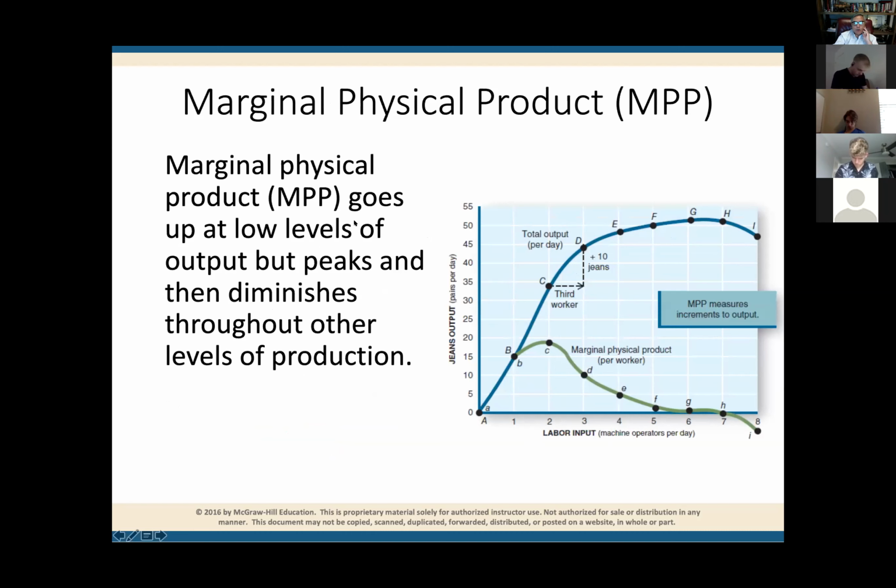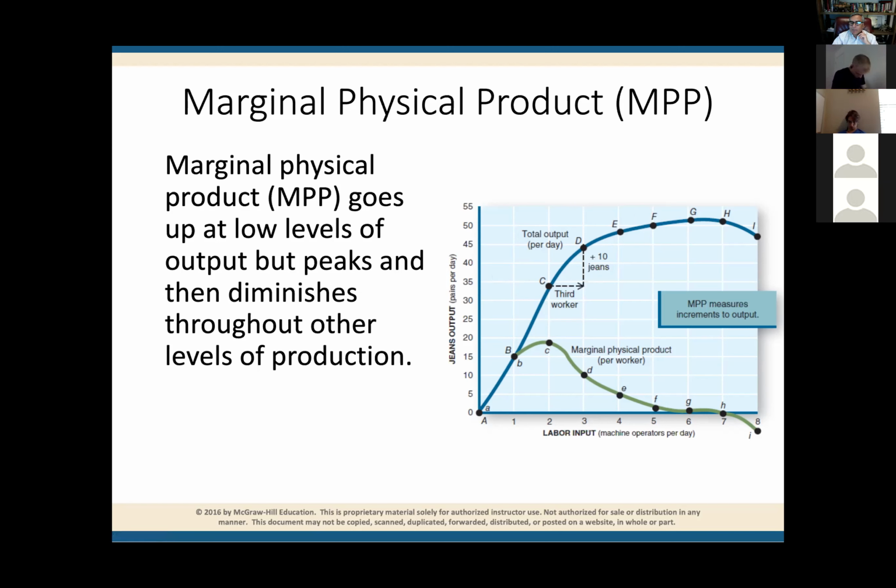So the total product goes up as we hire more people, but the marginal product is always decreasing, or it begins to decrease very fast. Let me give you an example right here. Look at the blue line. This is the total output when we hire workers. One guy, 15 units. Two guys, 35 units. Three guys, 45 units. Four guys, almost 50 units. But the first guy only brought me 15 units.